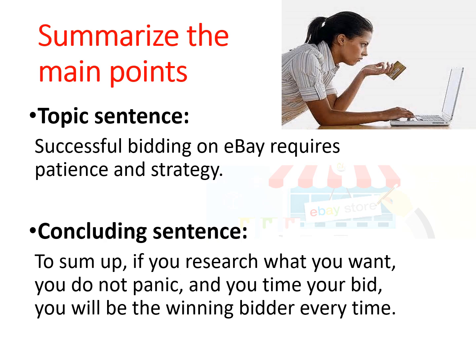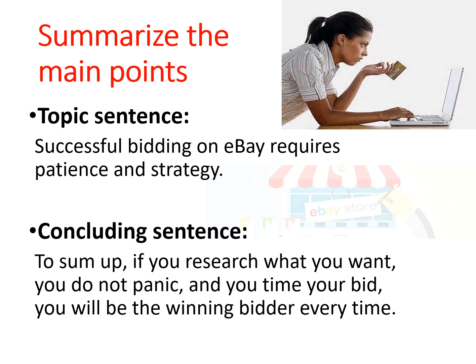The second type of concluding sentence is to summarize the main points. We'll go ahead and keep the same topic sentence. Successful bidding on eBay requires patience and strategy. Now let's go ahead and look at a summary style concluding sentence. We have to sum up. Again, we have a transition. If you research what you want, you do not panic, and you time your bid, you will be the winning bidder every time.